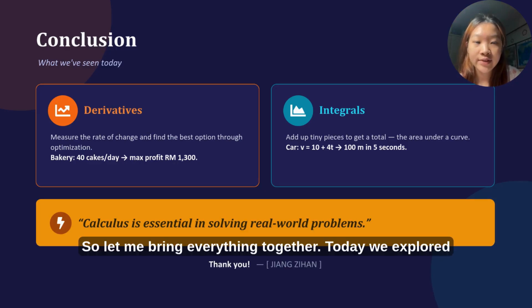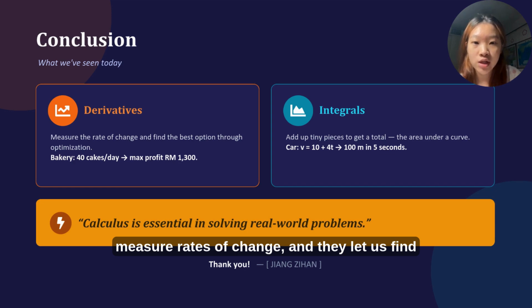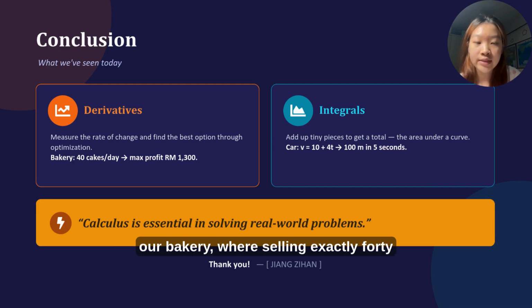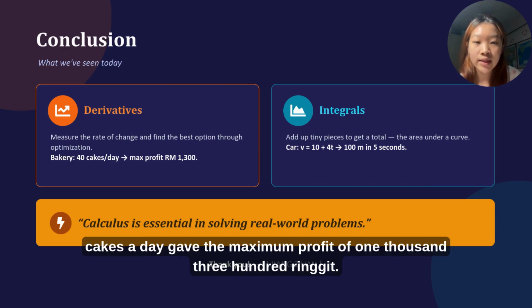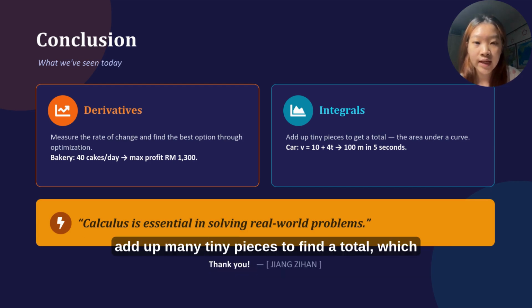So let me bring everything together. Today, we explored two powerful tools at the heart of calculus. Derivatives measure rates of change, and they let us find the best option through optimization. Remember our bakery, where selling exactly 14 cakes a day gives a maximum profit of 1,300 rand. Integrals add up many tiny pieces to find a total, which on a graph is the area under the curve. Remember our car, which traveled exactly 100 meters in its first 5 seconds.